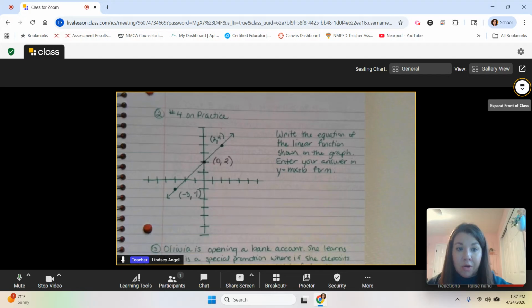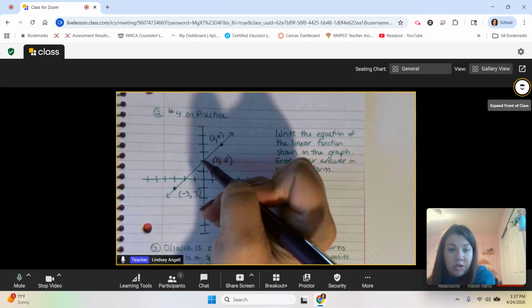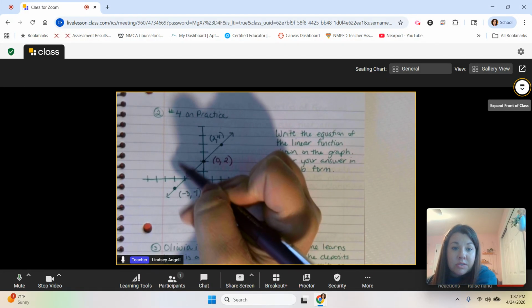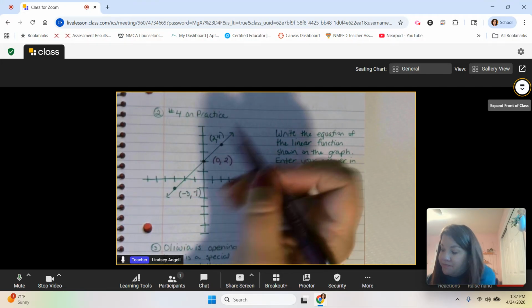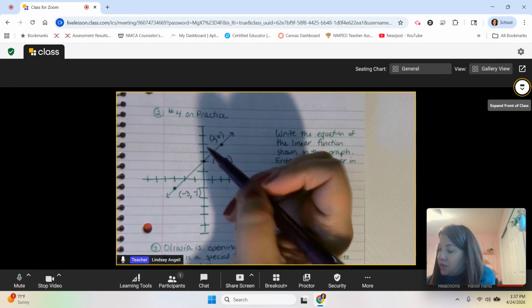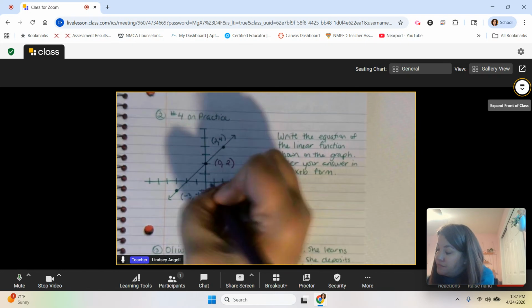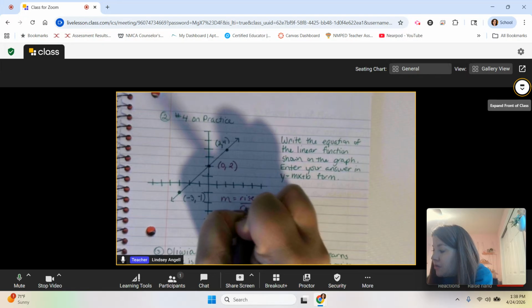Now I have 3 points on my graph that I could use to find my slope. It doesn't matter which ones you choose, okay? So these two are closer together, so I'm going to go ahead and use those. I could have used the original ones and then reduced, but I don't want to do that. So remember, slope is equal to, that's your m. It's also equal to rise over run.